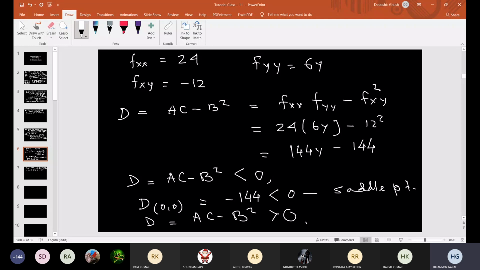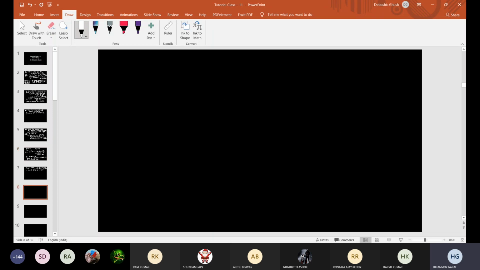It is a saddle point because we have the criteria. Then you have to go for the explanation of that. What I am saying is, suppose you have a function f of x y. You are considering the point a b. Yes, we consider that because it will be helpful. Suppose a b is your critical point.